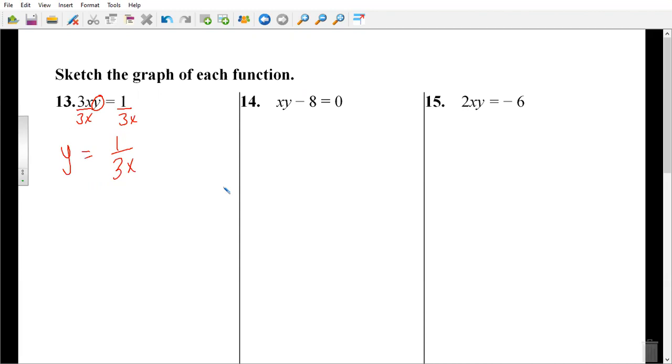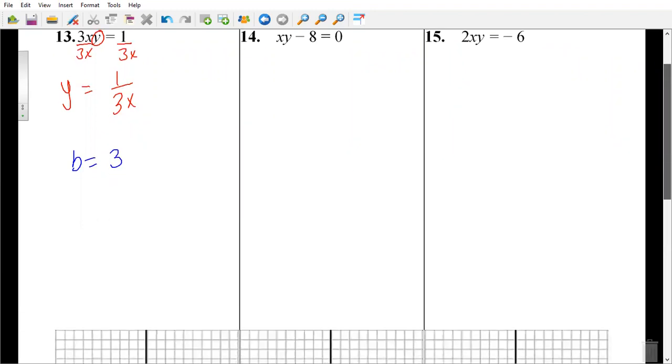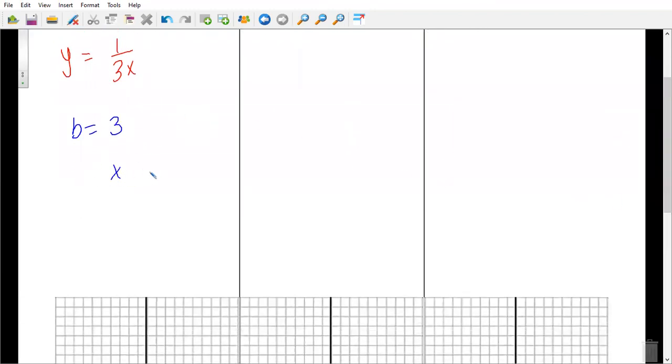So with 1 over 3x, what that means is that I have a b value that equals 3. And your b value affects what on your parent function? The x. It affects your x. So to each one of my x values, remember how it looks like multiplication? It's actually division. I would be dividing each one of my x values in half because it's a shrink. In thirds. I said half, didn't I?